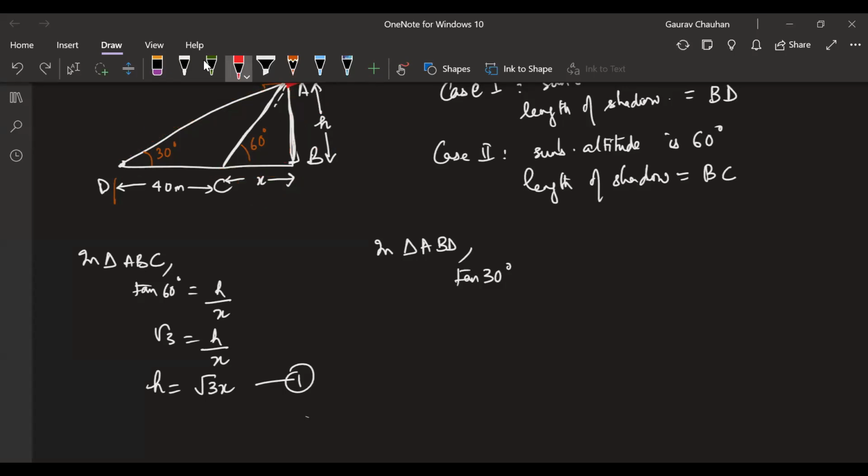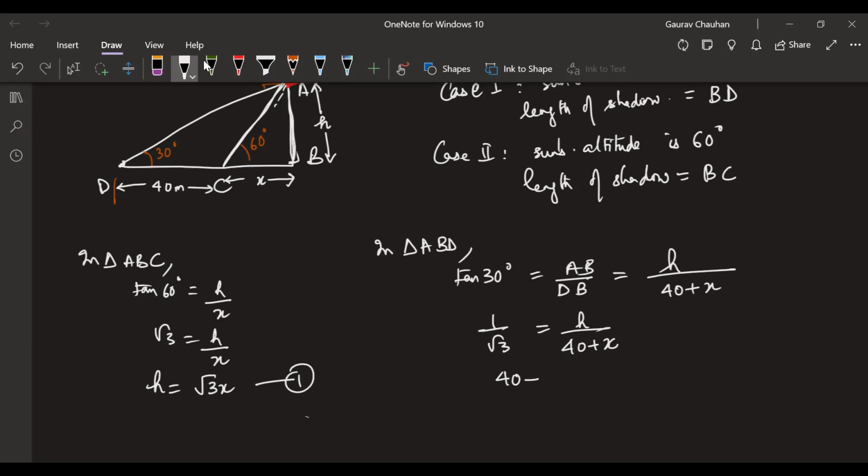I'm taking tan 30 degrees is equal to AB by DB. That is basically H by DB, which is what? 40 plus X. Correct. Tan 30 is 1 by √3, which is equal to H by 40 plus X. Cross multiplying, 40 plus X is equal to H into √3, that is √3H. Okay, this is my second equation.